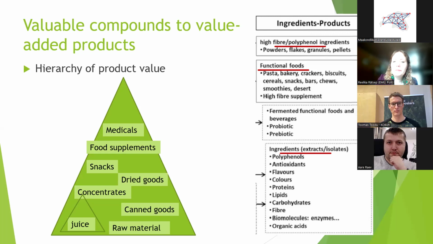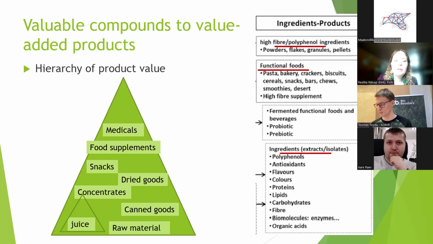If we take a look at the next figure on the right, we can see that we can have different kinds of powders, flakes, granules, pellets from fiber-rich, polyphenol-rich ingredients. We can add them to different food additives or different snacks, dried goods. Then the next very big group is functional foods. So we can add different powders or ingredients into pasta, bakery products, confectionery, desserts, or we can make every kind of functional supplements.